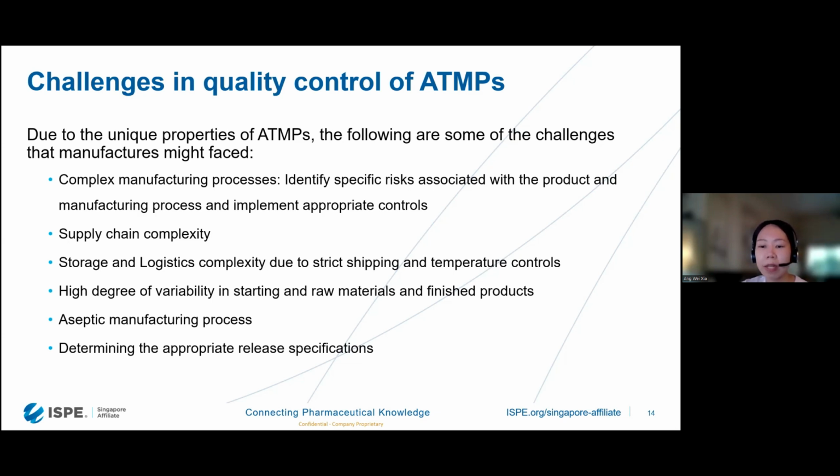Validation of the aseptic processing must be performed and should include a process simulation test, determining the appropriate release specification. The list of specification tests often depends on the type of cell and gene therapy products and the amount of material available for testing. It is important to identify the appropriate testing assays that can assess the characteristics or attributes of the drug that are most important for reliably assessing clinical effect and patient safety.